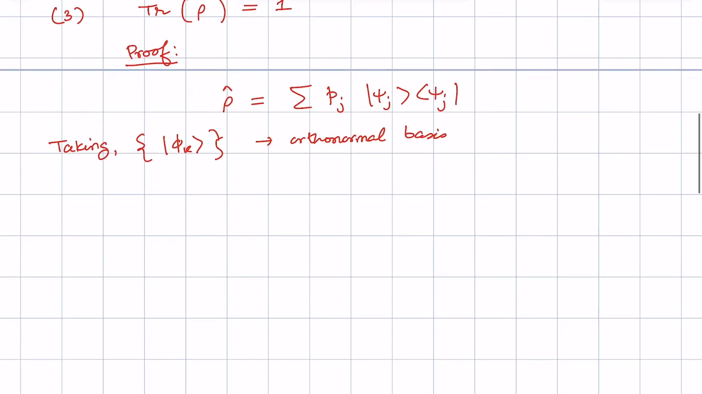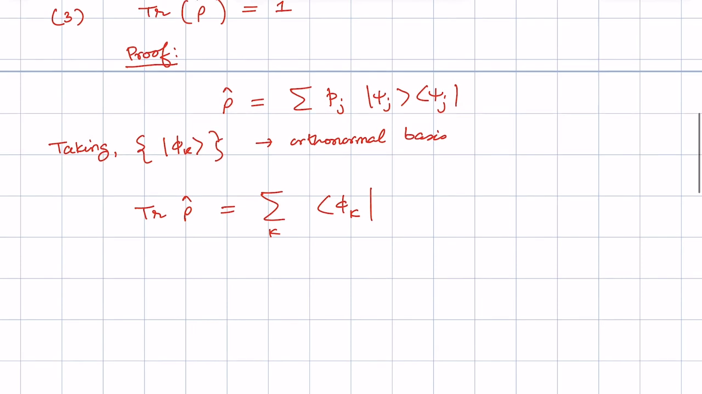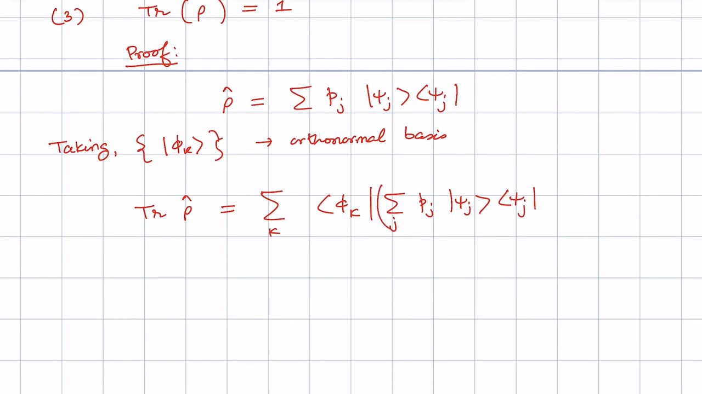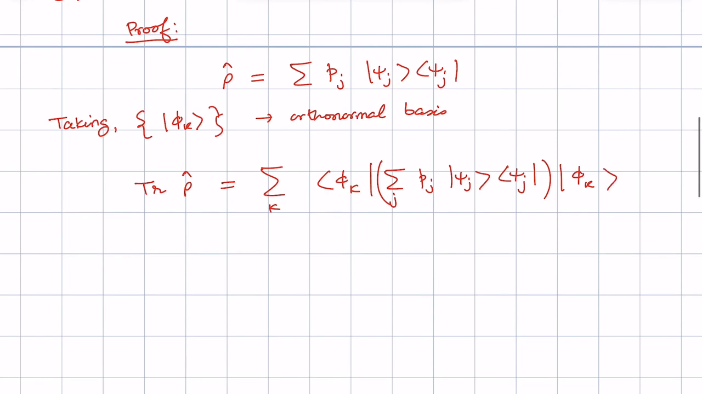Okay, let me take the trace of rho, that would be equal to the sum over k of ⟨φ_k| ρ |φ_k⟩. This is the density operator, so let me put the whole definition here: the sum over j of p_j |ψ_j⟩⟨ψ_j|. Let me put it inside the bracket, and I have here |φ_k⟩. So because this is trace, that's what I can write. Now I can just do a little bit of manipulation here.